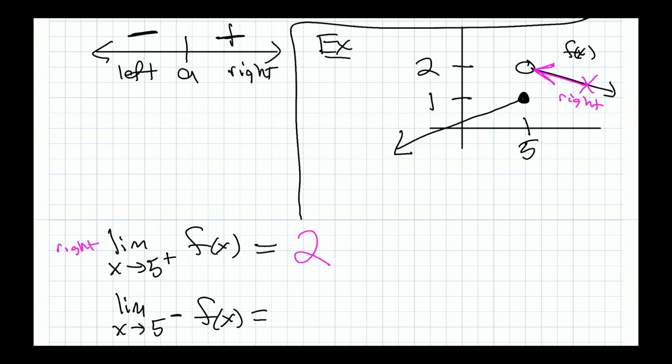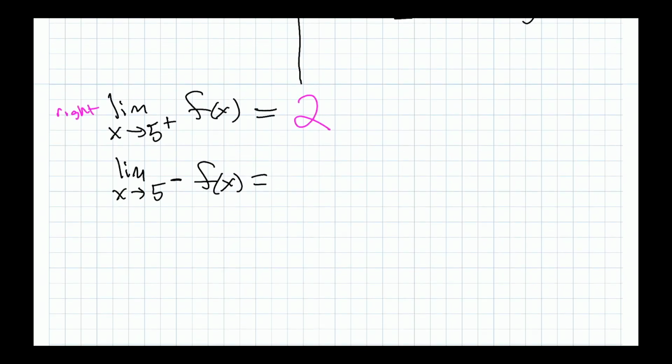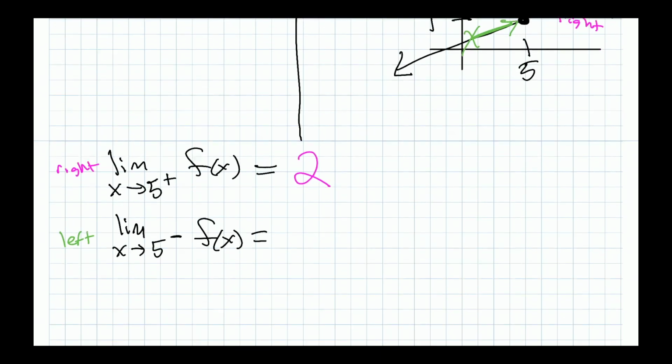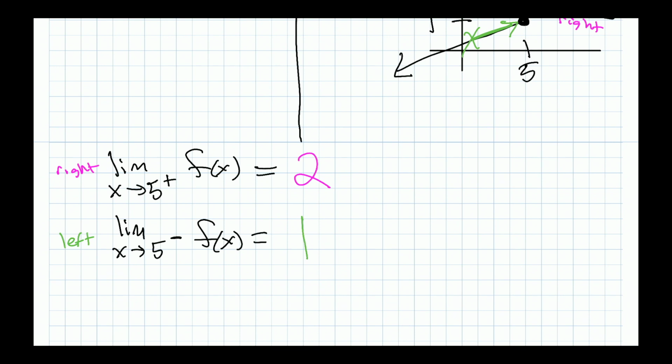Now let's do the other one. So we have the limit as x approaches 5 from the left. If you're on the left side of 5, you're down here somewhere, and you head towards 5. So you trace the curve, you end up there. What's the y value? It's 1. So that's the limit from the left.